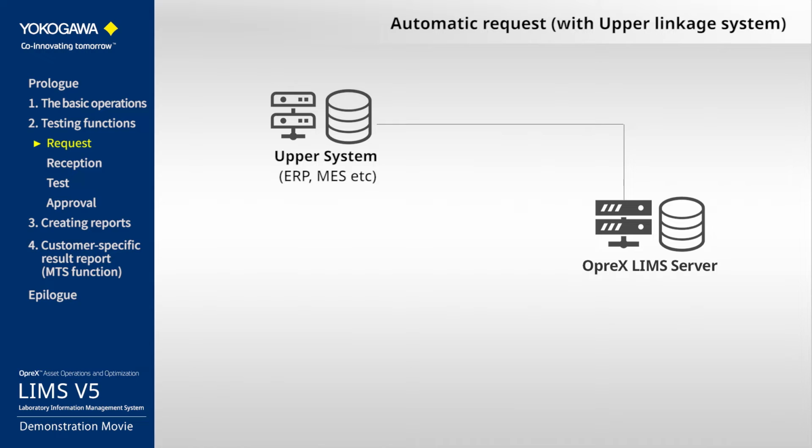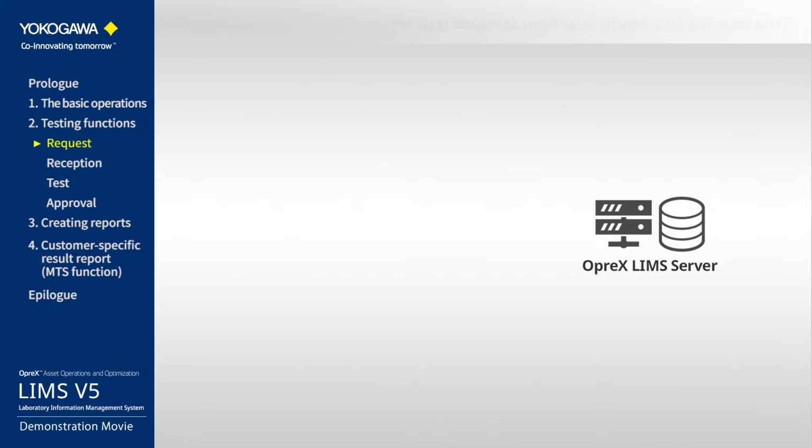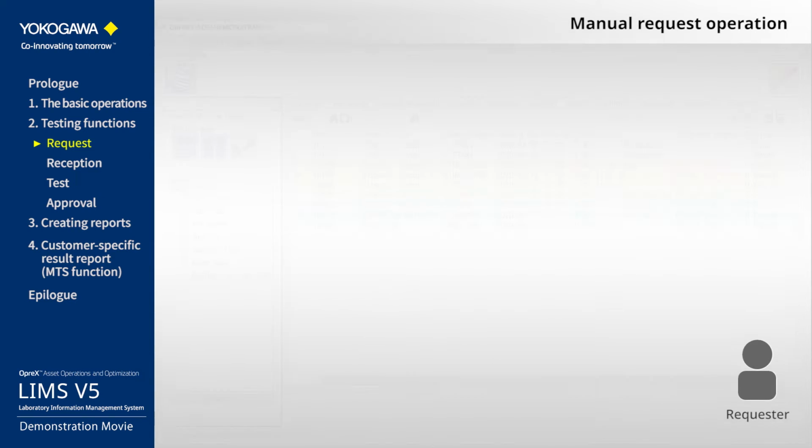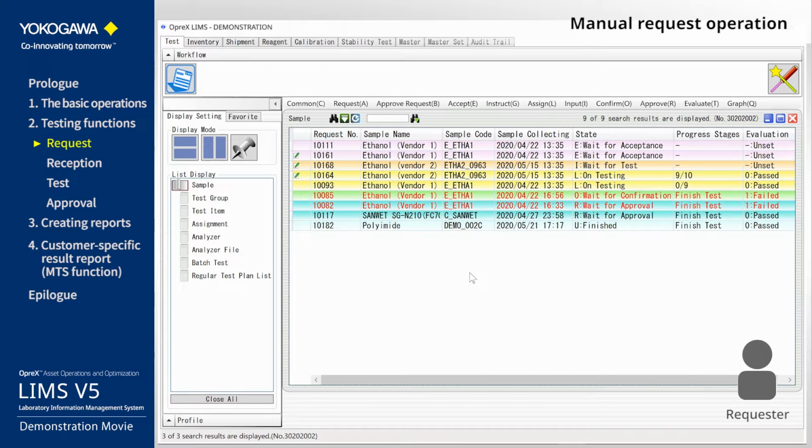If OpreX LIMS is linked to an upper-level system, such as an ERP or MES system, they submit test requests to OpreX LIMS, and the registration is performed automatically. There is therefore no need to manually issue a request. In case there is no link with upper-level systems, requests must be issued manually. Let's look at how that's done.